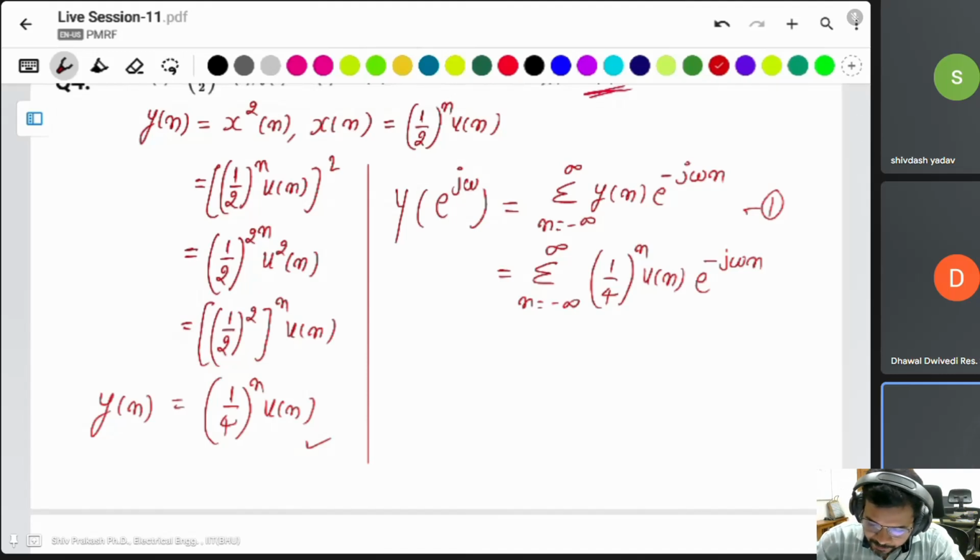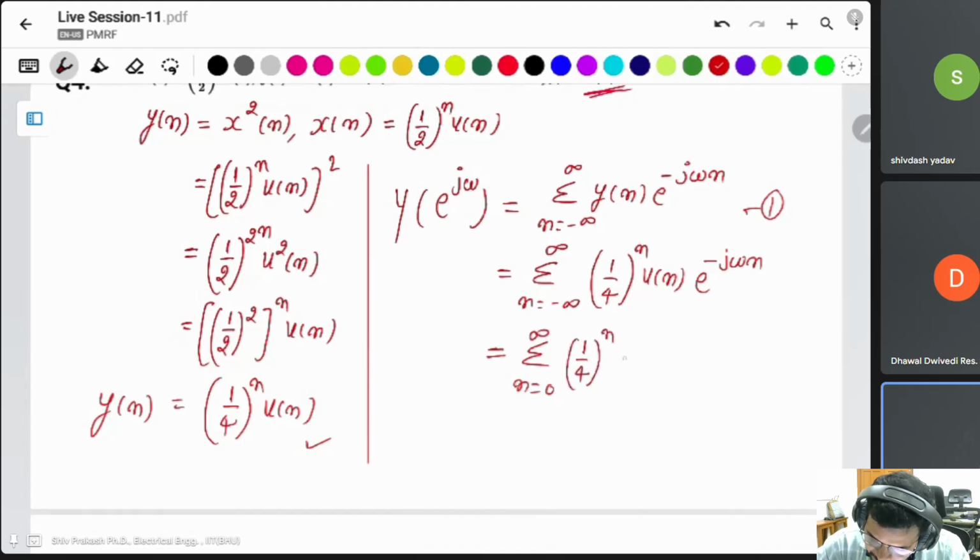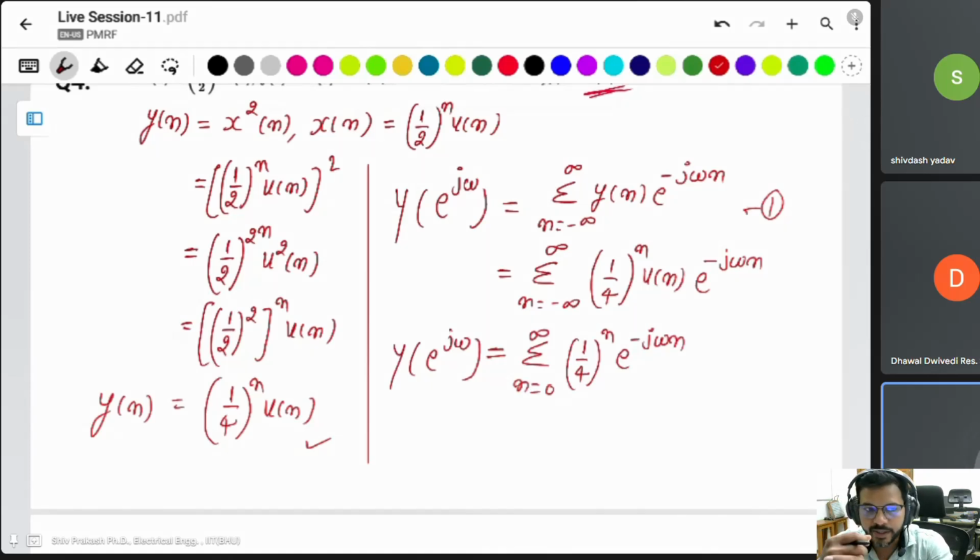Here, u[n] is the unit step function. The step function is available from 0 to infinity only. Then you can change the limit of summation, n equal to 0 to infinity, of (1/4) to the power of n e to the power of minus j omega n. This will be your Y of e to the power of j omega. Then you have to solve by using a geometric series.